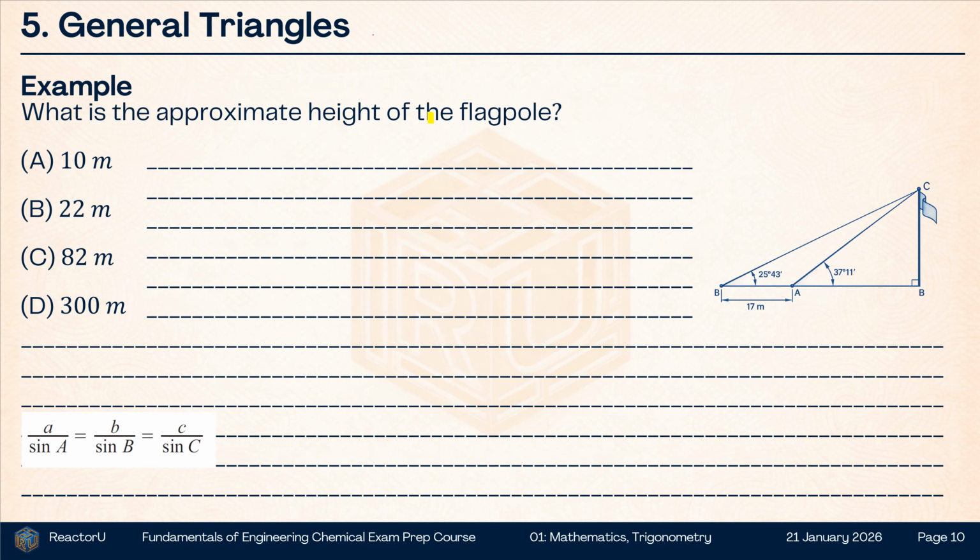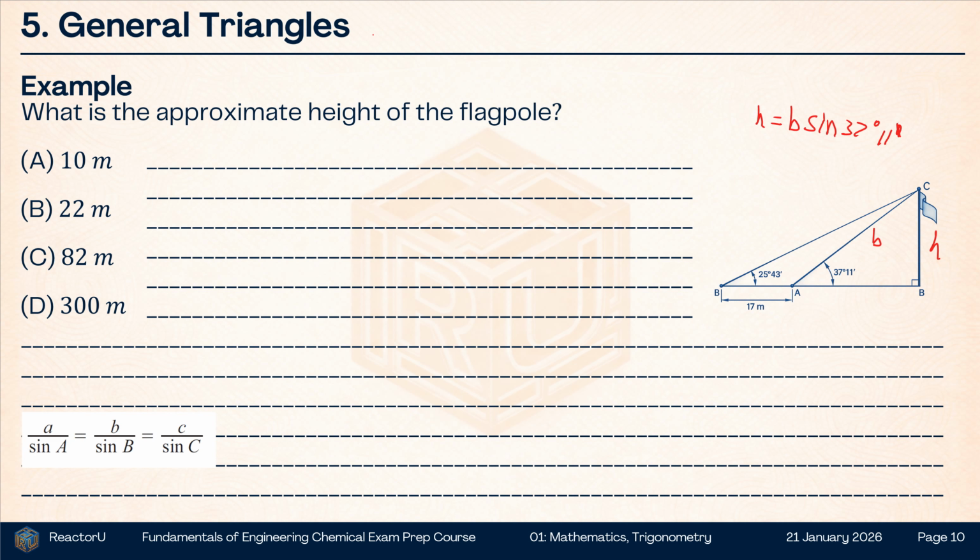What is the approximate height of the flagpole? We have this flagpole here and we want to find its height. This height is nothing but the y component of this side over here. So the height would equal b sine of the angle here, which is 37 degrees 11 minutes. I will show you what this notation means when we start using the calculator.